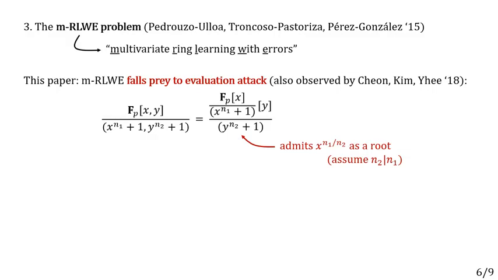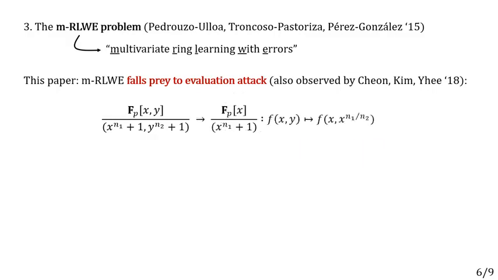And then indeed you see that x to the n1 divided by n2 is a root of this polynomial y to the n2 plus 1. Because if we raise x to the n1 divided by n2 to the power n2, you find x to the power n1, which in our coefficient ring is indeed minus 1, as wanted. So we can build a ring homomorphism from our ring to a smaller ring, namely this coefficient ring, F_p[x] modulo x to the n1 plus 1. And the homomorphism is just substituting x to the n1 divided by n2 for y.